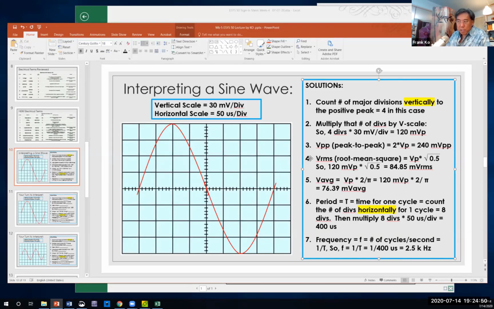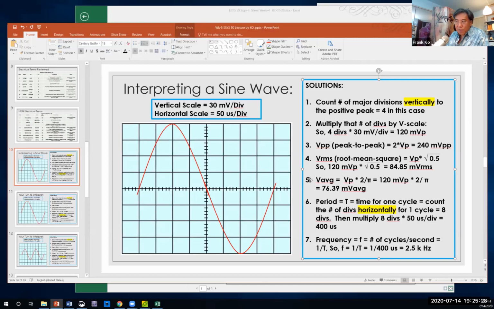Step number 4, we're calculating something called VRMS. RMS stands for root mean square. And that's calculated simply as V peak times the square root of 0.5. So you do the square root of 0.5 first, then you multiply by V peak. And when you do so, you should be able to verify 84.85 millivolts, and you write down VRMS. This is the voltage that you will actually be able to show on your digital multimeter. We use an oscope to show the waveform, but the digital multimeter gives us the 84.85.